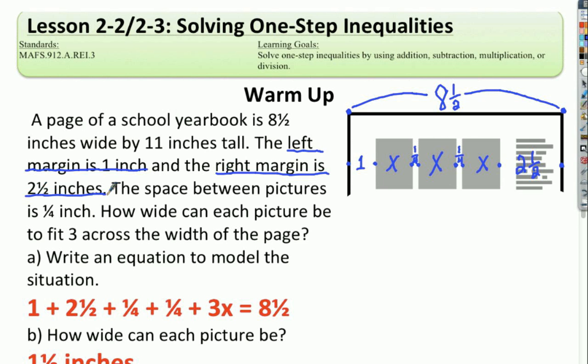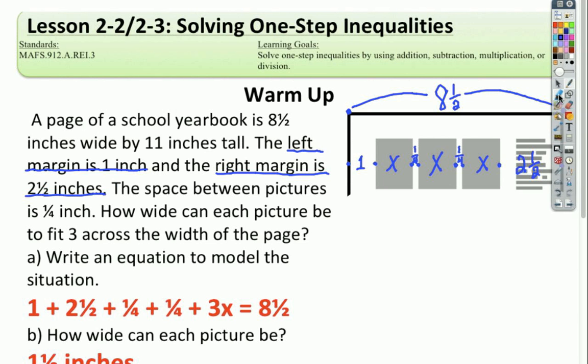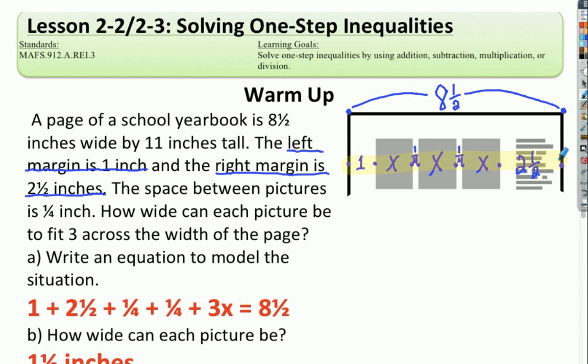So it's the same exact scenario as last time with some small differences. Last time I was asking you for the spaces in between. This time I'm asking you for the width of the pictures. And so you add up all of these, and it must equal 8.5. Solve the equation. It actually works out to be very simple. What's 1/4 plus 1/4?